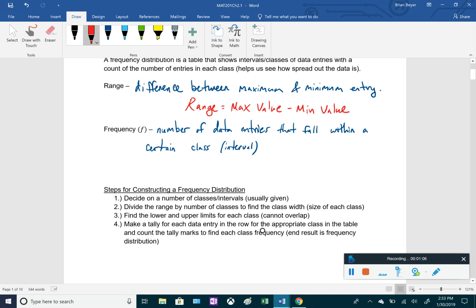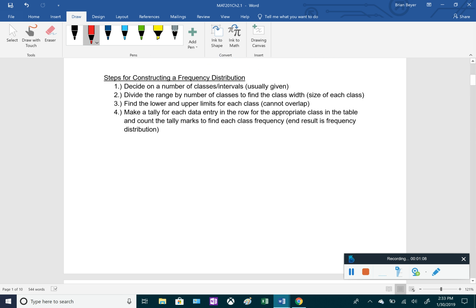So the steps for doing this are right here. We're going to decide on the number of classes or intervals. This is usually going to be given to us. It's going to tell us how many intervals to chop up the data into. Then we're going to find the range and divide it by the number of classes. This is going to give us what we call the class width. It's the size of each interval, the size of each class.